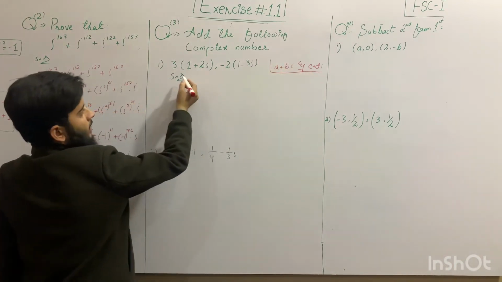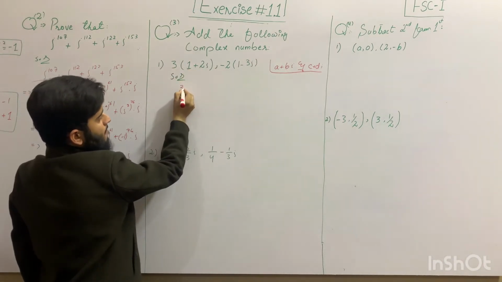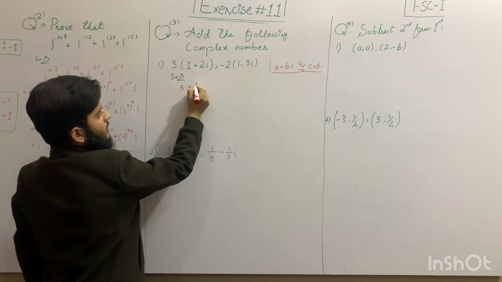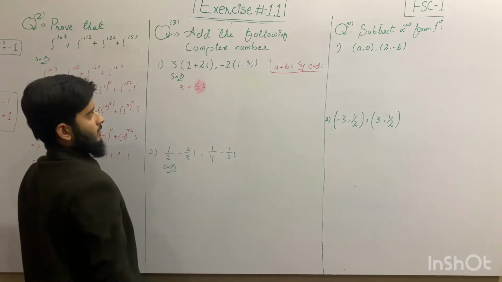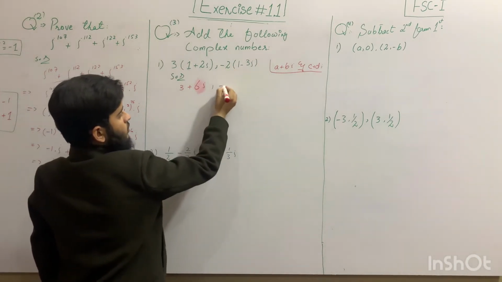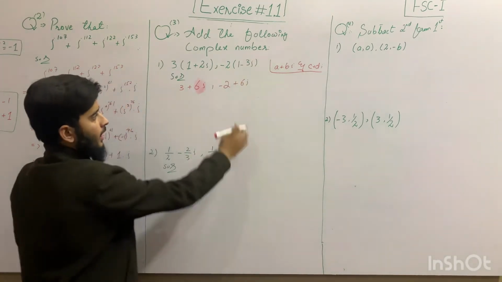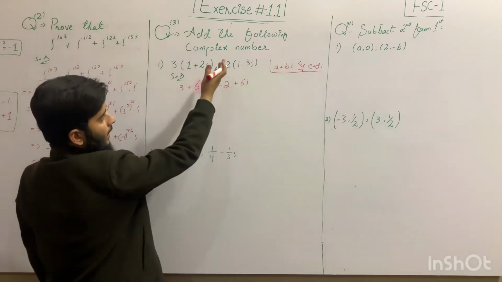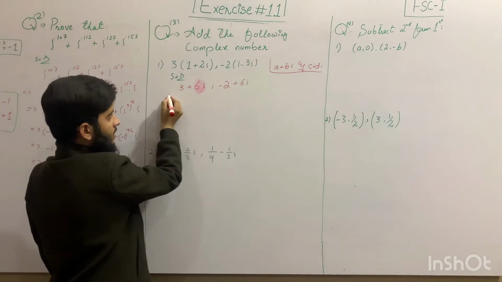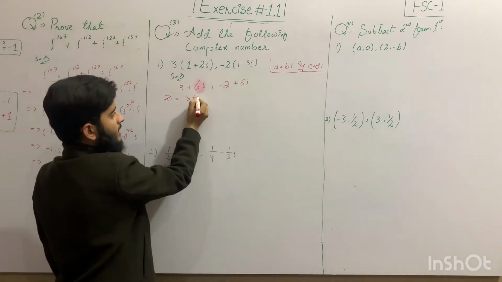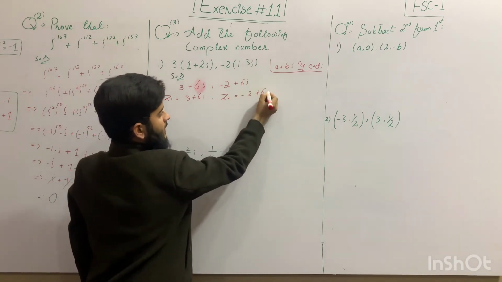So remember this. Let me multiply in the first step. 3 into 1, 3, plus 3 into 2, 6 iota. Sorry, on multiplication it will give me 6 iota, right? However, this one is minus 2 and plus 6 iota. When minus 2 is multiplied with minus 3 iota, it will give me plus 6 iota. Now we are adding the complex numbers. So let's say, for example, this term is z1 and this term is z2. z1 is equal to 3 plus 6 iota and z2 is equal to minus 2 plus 6 iota.